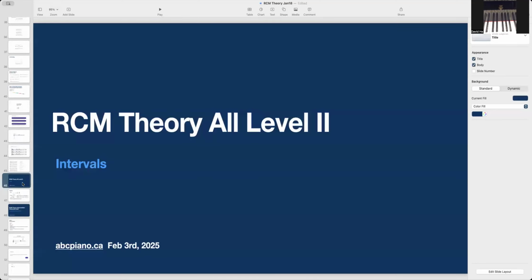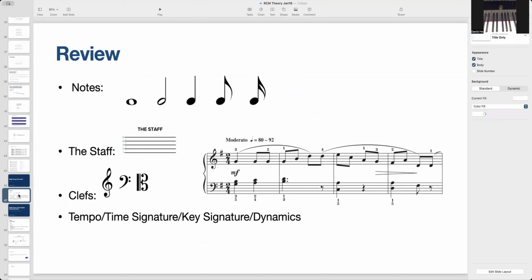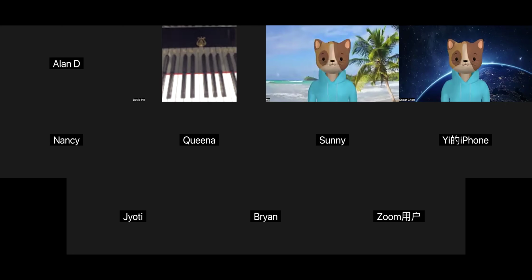So intervals, we have learned intervals today. That's going to be the basis for the ear training we're going to do next. Okay, I'm going to stop sharing here, and I'm going to share the screen again.